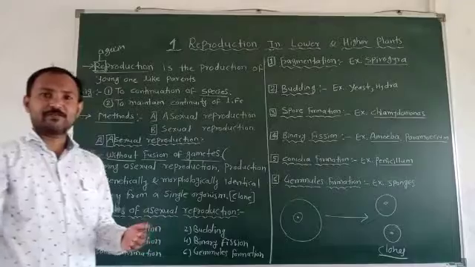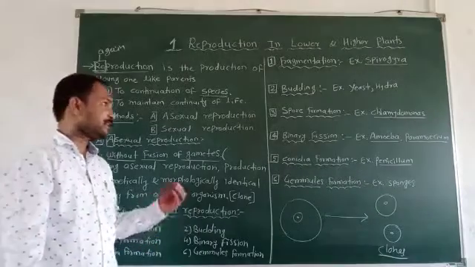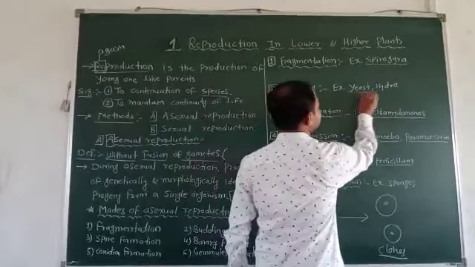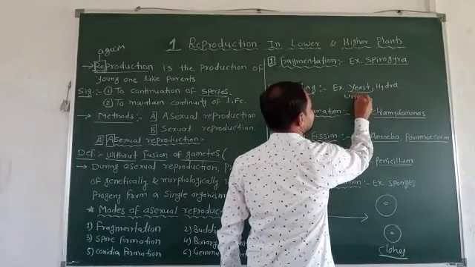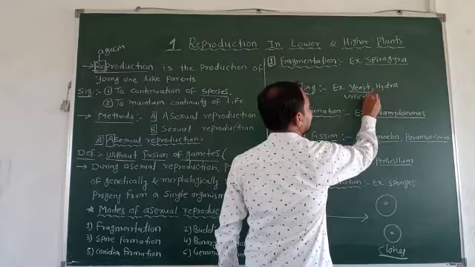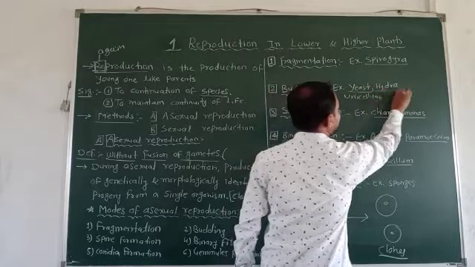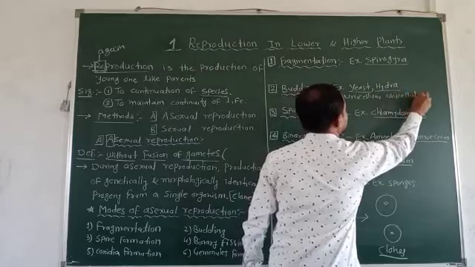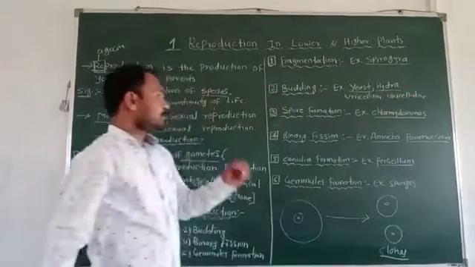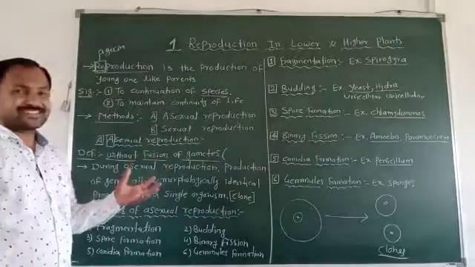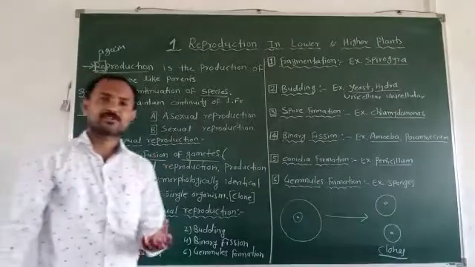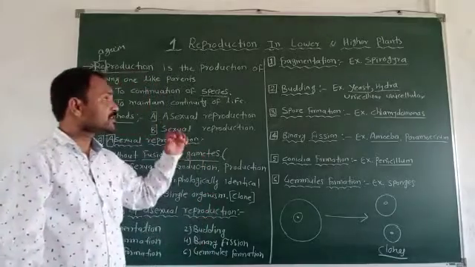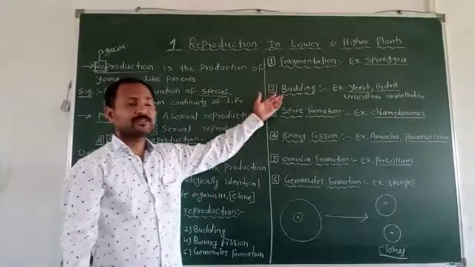The second one is budding. Budding is a common method in unicellular organisms. This is a unicellular organism. This hydra is also unicellular. Now budding is common in yeast. We already know baker's yeast, from which bakery products are made. Now this is divided by budding.